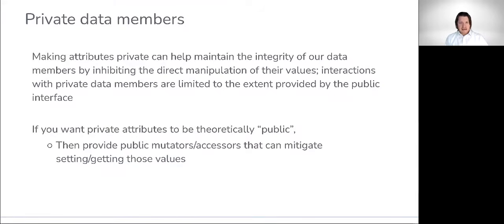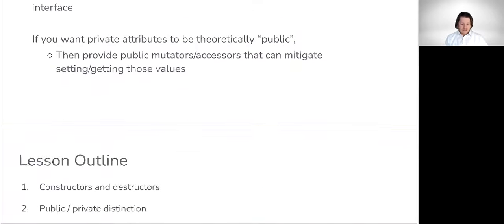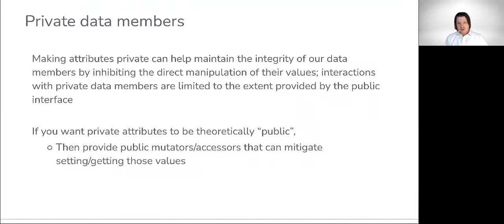Likewise, if we had, say, private members, what that also means is some of the invariant checks that we might have to make within the public interface don't have to actually be made if the outside world cannot interact with them directly. So if we want private attributes to theoretically be public, we've already seen how to do this.